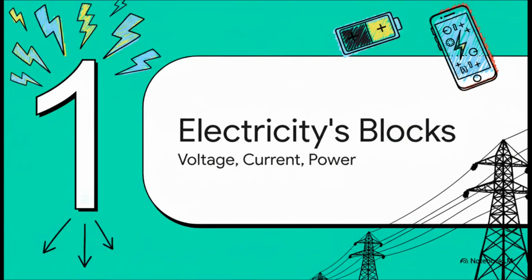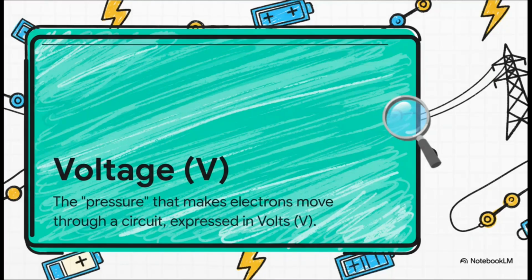All right, let's get into the building blocks. There are three big ones you absolutely have to know: voltage, current, and power. These are the core ingredients for every electrical circuit out there, from the flashlight in your drawer all the way up to the entire national power grid. First up, we've got voltage.